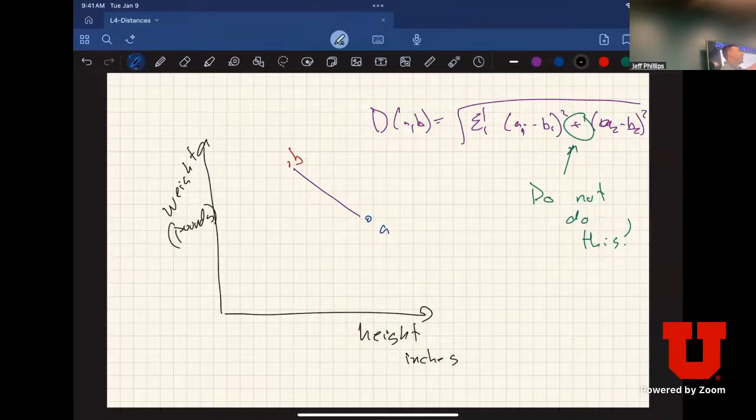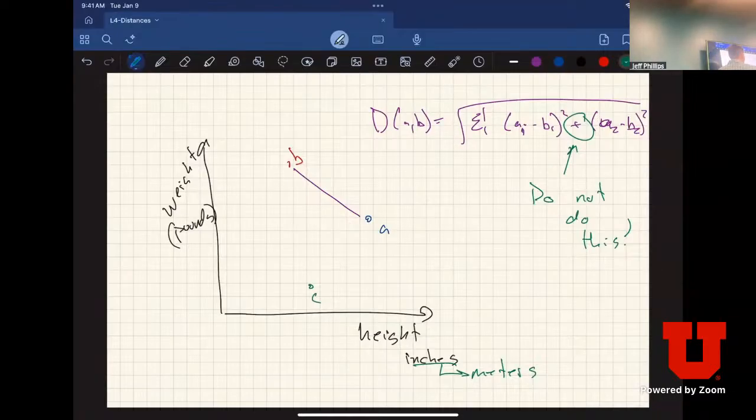Well, it changes this number. What's worse is that I could have had a third person, let's say person C. So C is further away from B in terms of the way I've scaled it here. But if I change inches to meters, well, what that's doing is really compressing this axis.